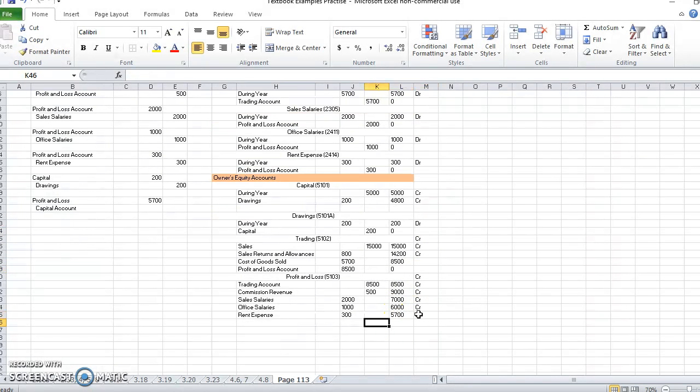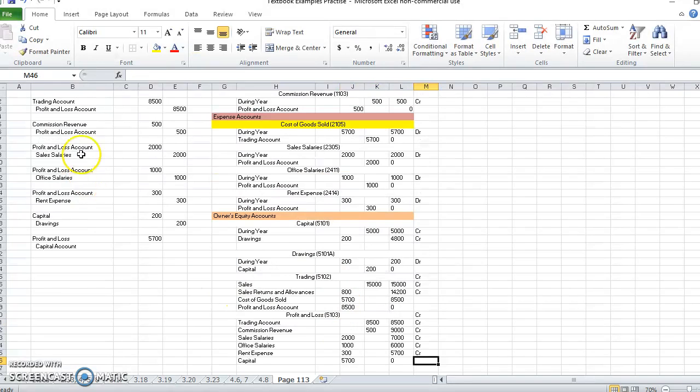And of course, profit and loss was closed off the capital by debiting 5,700 to give us zero. And our capital account was credited 5,700 from our profit and loss. So we take our credit balance, we add the credits, and we're left with our new credit amount.